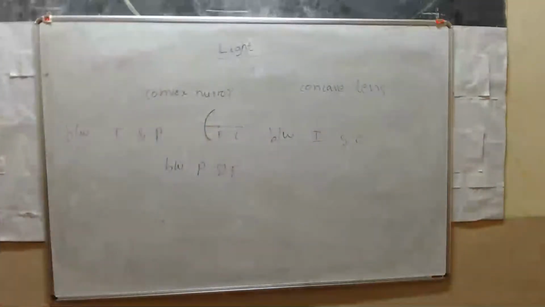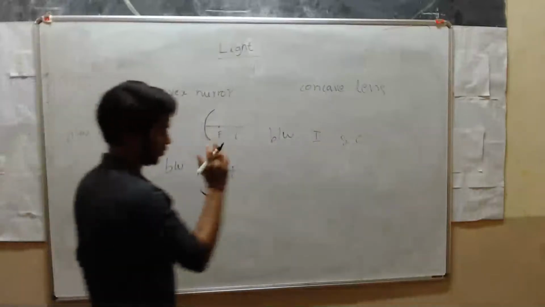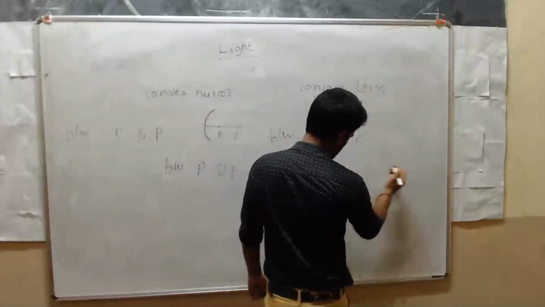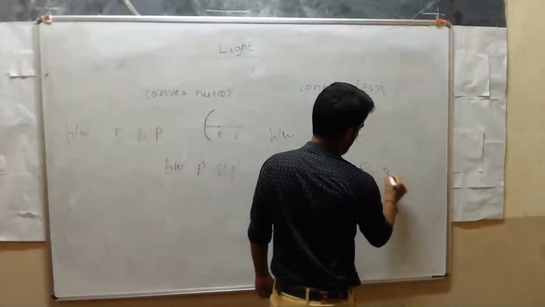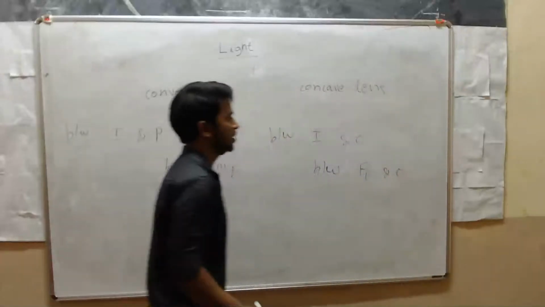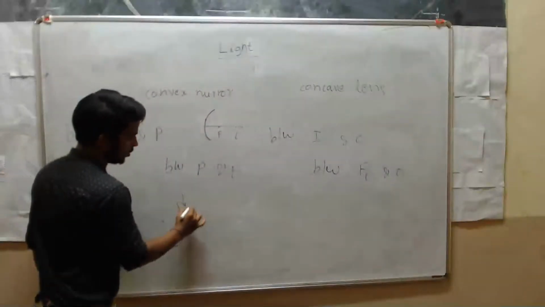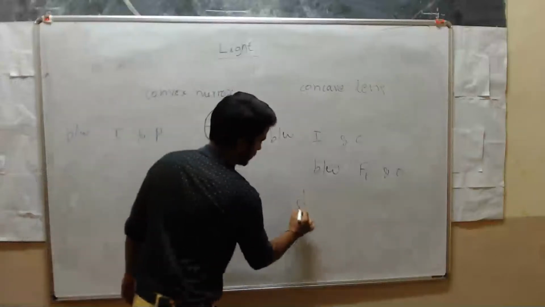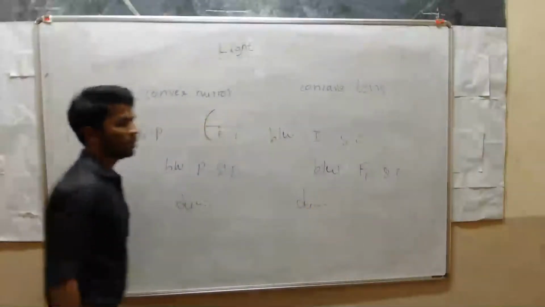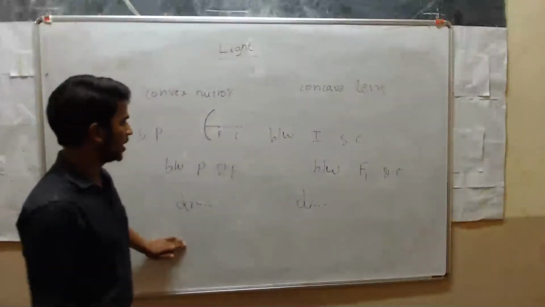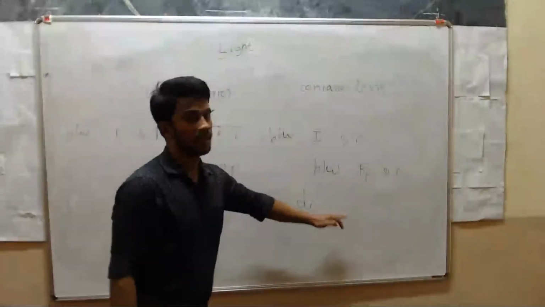Next, what about the concave lens? The position of the image in a concave lens is between principal focus F1 and optic center. What about size? Size is diminished, and here also the size of the image is diminished. What about nature? The nature of the image is virtual and erect, and here also virtual and erect.